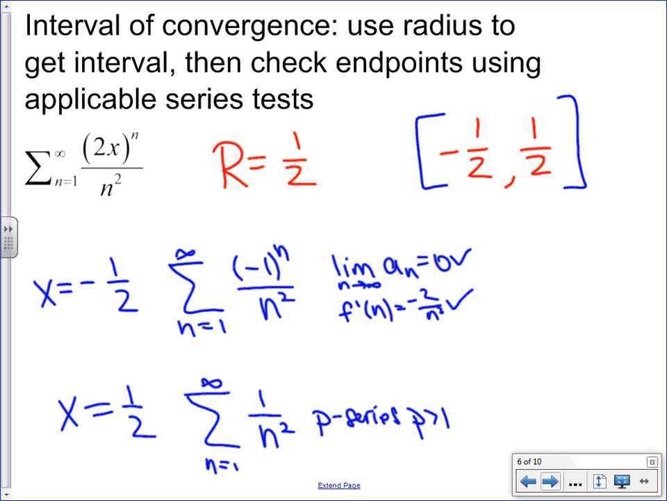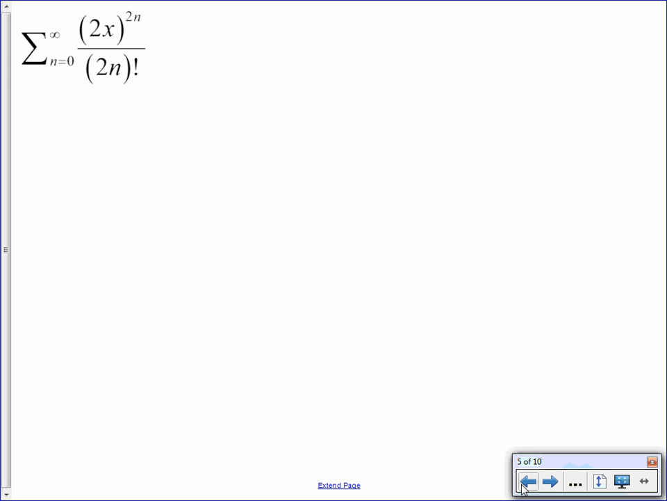Okay, so 3 problems in one. 3 things I have to see. Ratio test to find the radius. Check one endpoint, check the other endpoint. We just keep getting longer. It will be a 2-day test though, and that is 2 weeks from yesterday.